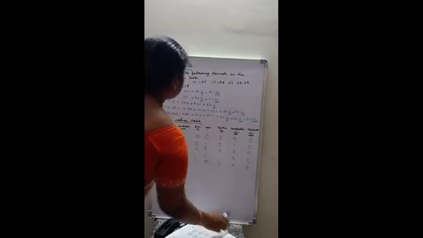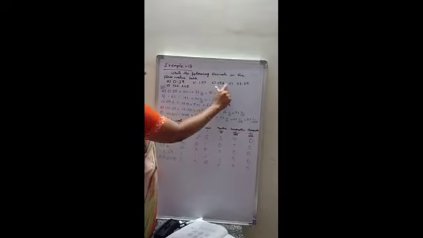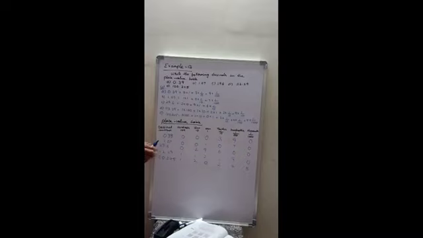This is example 13. Write the following decimals in the place value table. These are the given decimals: 0.39, 1.07, 29.6, 112.29, 120.245. First of all, write down the expanded form of the given decimal numbers.